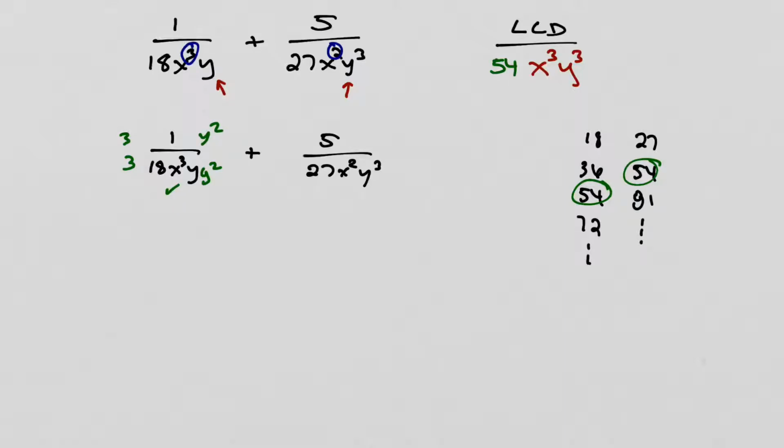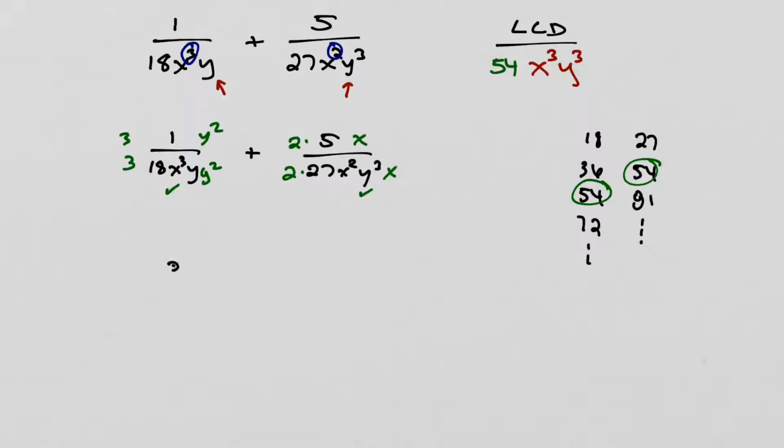Over here, I need to get a 54 in the denominator, so I need to multiply the bottom by 2. So I'll do the same thing up top. I need 3 x's. I only have 2, so I'll multiply the top and bottom by 1x. I need 3 y's, and I already have those, so I'm good there. So here's what we've got.